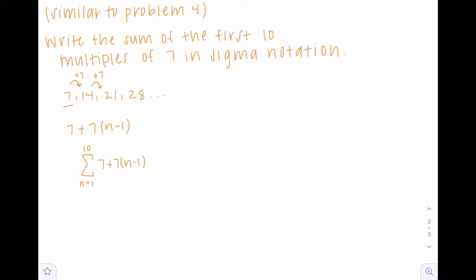Now we can also write this in a more simplified way if we just want to take this function and simplify it. So we look at 7 plus 7(n minus 1). We can distribute this, multiply it out, and get 7 plus 7n minus 7. Then these 7s cancel, and you just get 7n. So we can write this, also it means the same thing, we just multiplied it out, but it's the same meaning, so we can write it just the same, from n equals 1 to 10 of 7n, and that's going to give you the same thing.